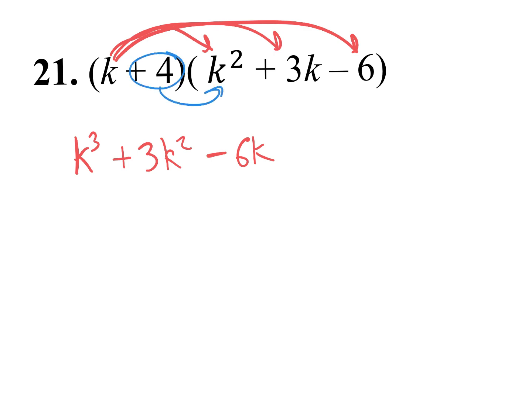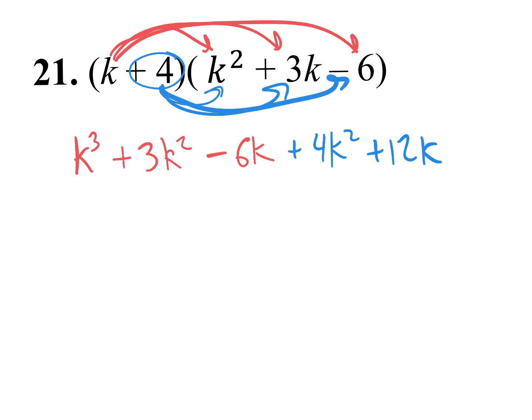4 times k squared is positive 4k squared. 4 times 3k is positive 12k. That's it. And 4 times negative 6 is negative 24, no k. So we have 1, 2, 3, 4, 5, 6 terms. Out of those 6 terms, we're going to start with the highest exponent, k to the third. There are no other k to the thirds. So that is the first part of my answer, k to the third.